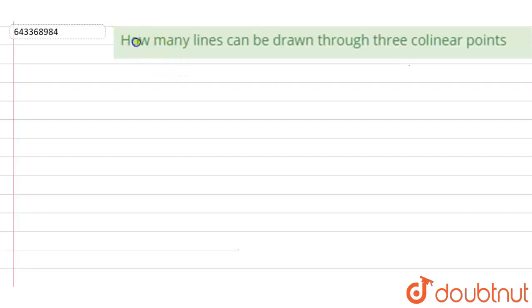The question says, how many lines can be drawn through three collinear points? So we have to tell how many lines we can draw using three collinear points. Three collinear points means points that lie on a straight line. So let's take three points which are in a straight line.